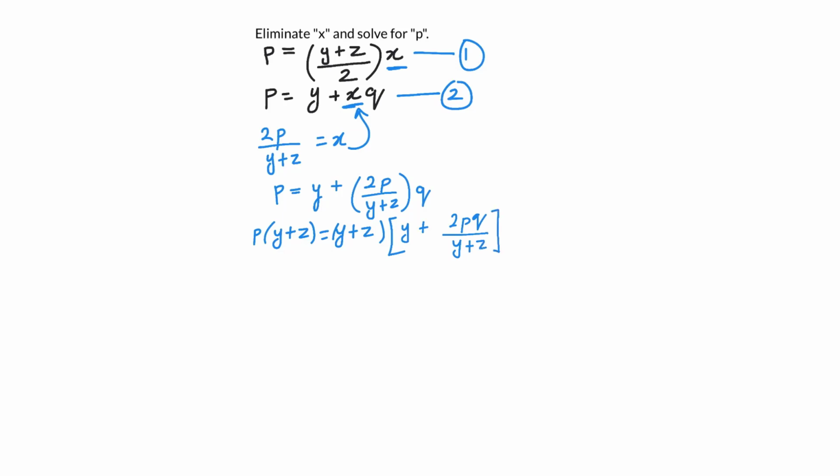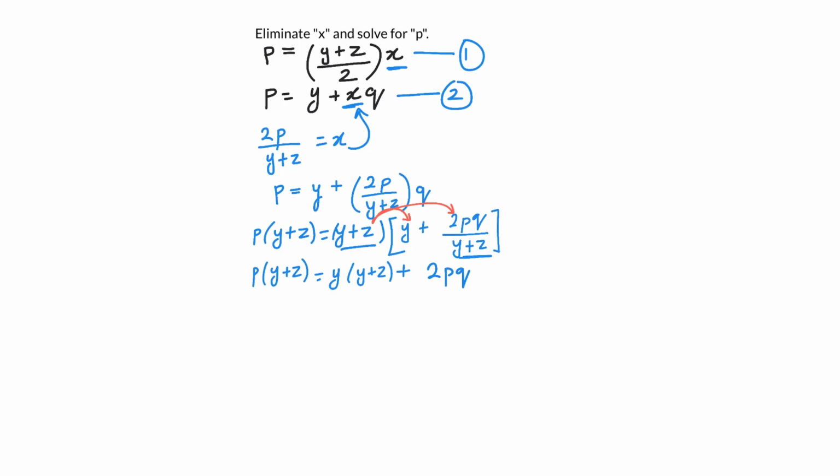Now we will distribute y plus z on the right side of the equation. It will get multiplied by the first quantity as well as the second quantity here. P times y plus z, and on the right hand side y times y plus z, plus we see that y plus z is present in the denominator here and it gets cancelled out with the y plus z that is being multiplied. So we are just left with 2pq on the right hand side.